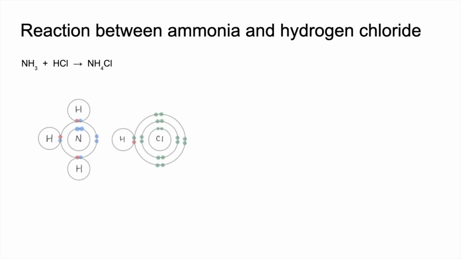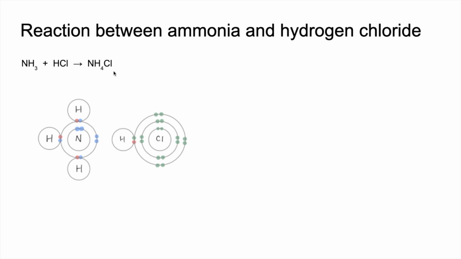So we're just going to work through some reactions where a dative covalent or a coordinate bond is formed. I'll explain what's going on, and then there's a couple of questions at the end for you to try. So the first example is between ammonia and hydrogen chloride. So we've got the dot and cross diagram here. Got the reaction there, so you can see it forms ammonium chloride.